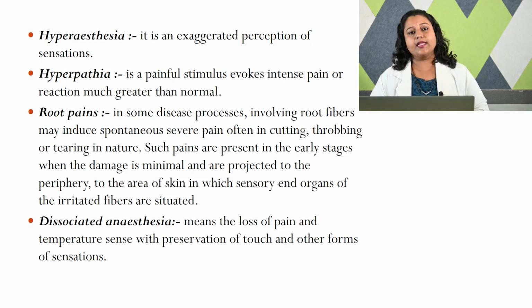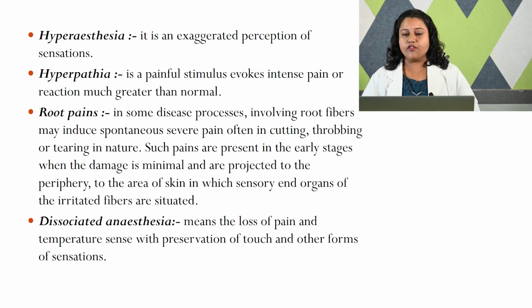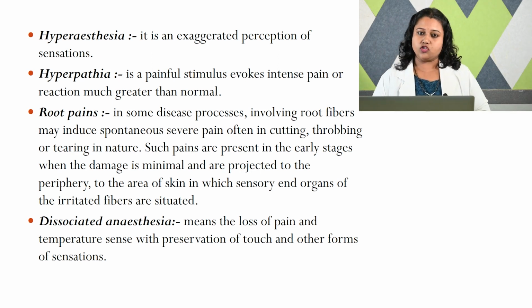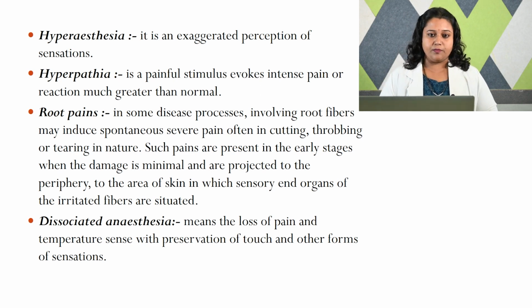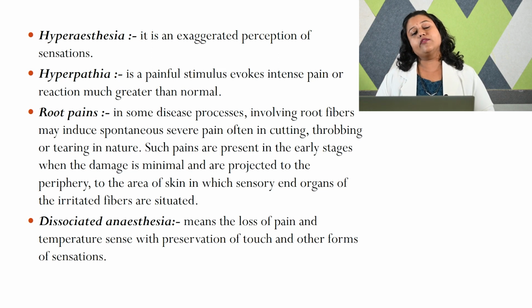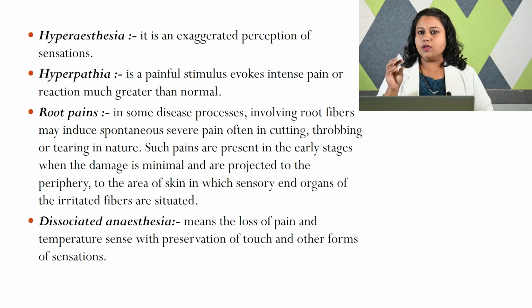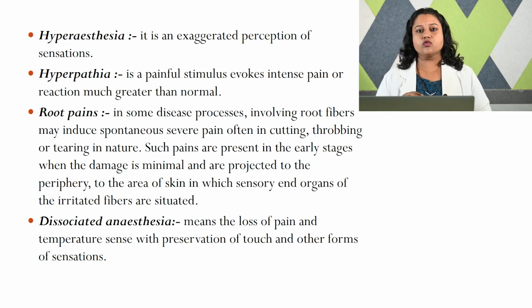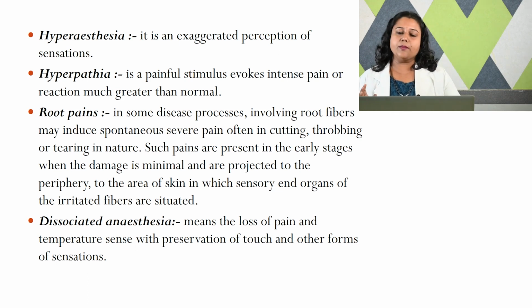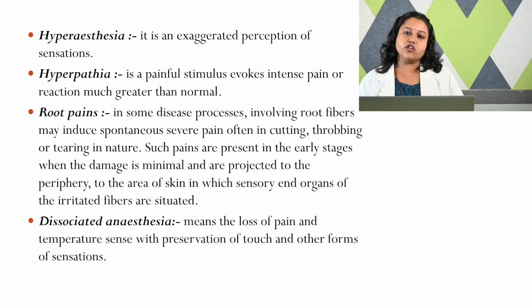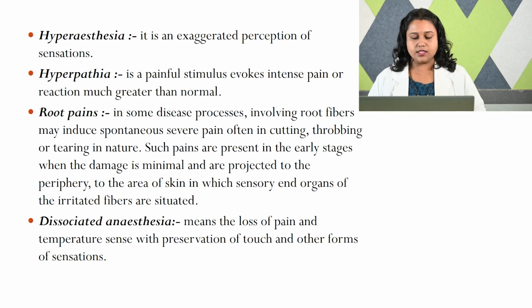Then dissociated anesthesia. It means the loss of pain and temperature sense with preservation of touch and other forms of sensation. So there will be only a loss of pain and temperature sense, while touch and the other forms of sensation are intact. That means some sensory pathways are intact and some sensory nerves are hampered. So it is dissociated.